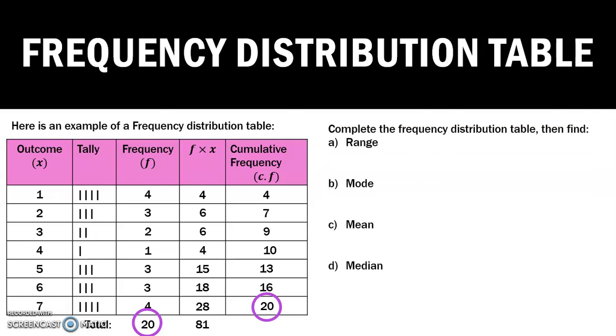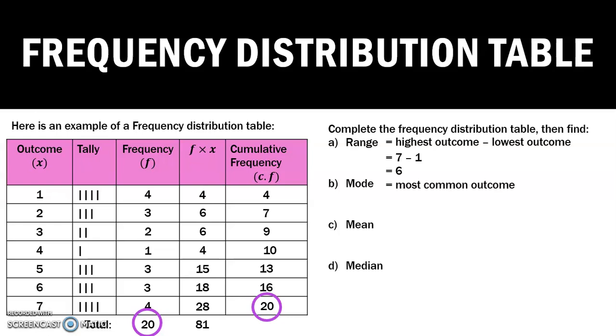So we have completed the frequency distribution table. Now we are going to use what we've learned in previous lessons and calculate and find the range, mode, mean, and median. To calculate the range, it is the highest outcome minus the lowest outcome. So our highest outcome here is 7 minus our lowest outcome of 1, so our range is 6.